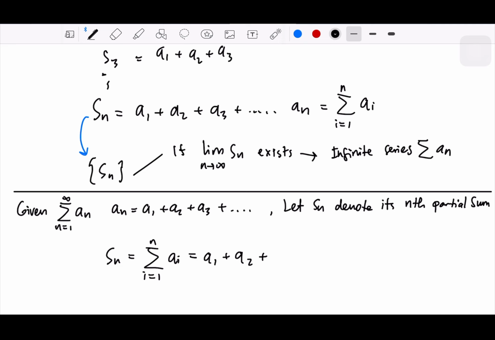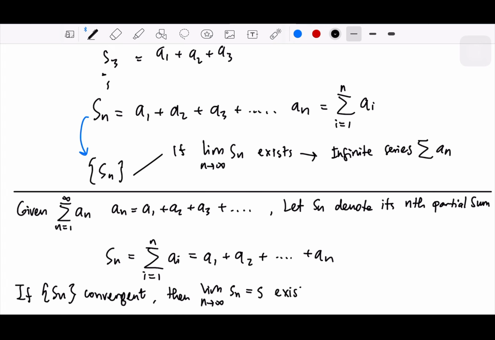we can write the Sn in terms of the sequence itself. It seems like confusing, but if you imagine like in the number, it makes sense. If the sequence convergent, then limit exists as real number.